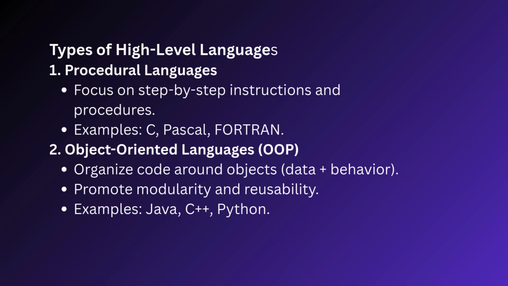Types of high-level languages. 1. Procedural languages. Focus on step-by-step instructions and procedures. Examples: C, Pascal, Fortran. 2. Object-oriented languages, OOP. Organize code around objects, data plus behavior. Promote modularity and reusability. Examples: Java, C++, Python.